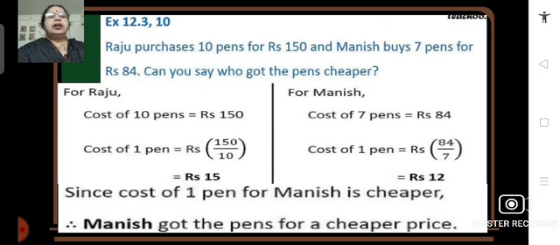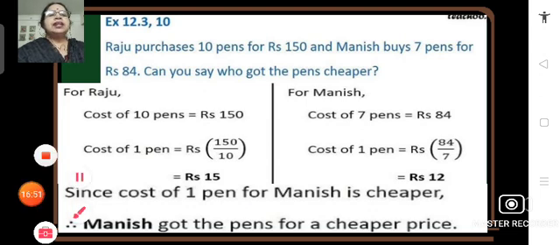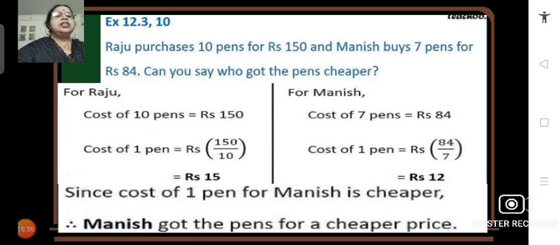Problem number 10. Raju purchases 10 pens for rupees 150 and Manish buys 7 pens for rupees 84. Can you say who got the pens cheaper? So we have two persons here, Raju who purchases 10 pens for rupees 150 and Manish who buys 7 pens for rupees 84. So how can we say who buys the pen at a cheaper rate? That means we have to find the cost of one pen in both cases and then we can compare.